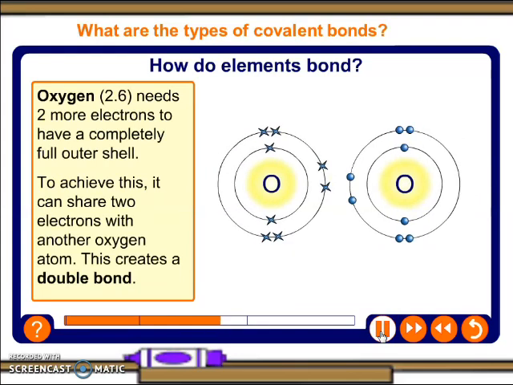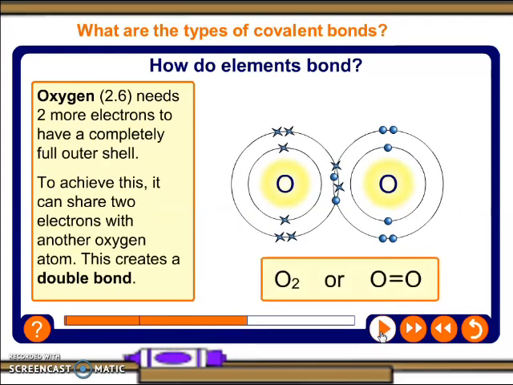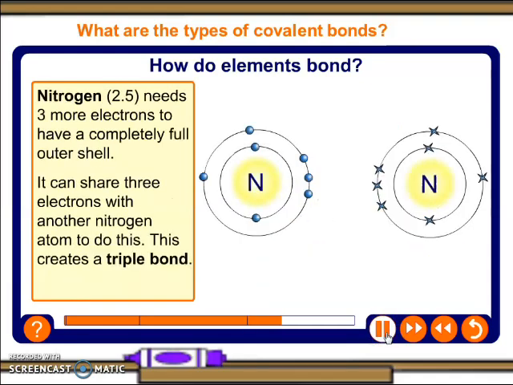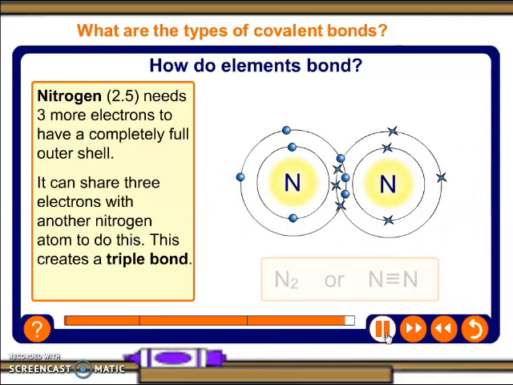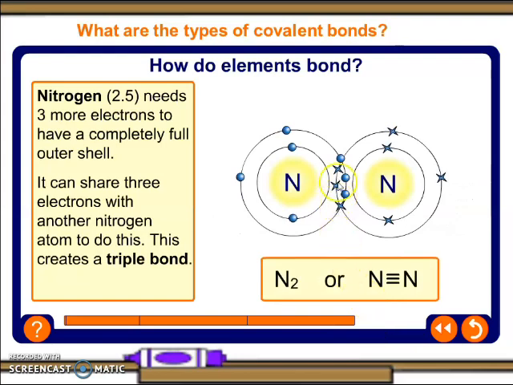Oxygen needs two more electrons to have a completely full outer shell. To achieve this, it can share two electrons with another oxygen atom. This creates a double bond. Nitrogen needs 3 more electrons to have a completely full outer shell. It can share 3 electrons with another nitrogen atom to do this. This creates a triple bond.